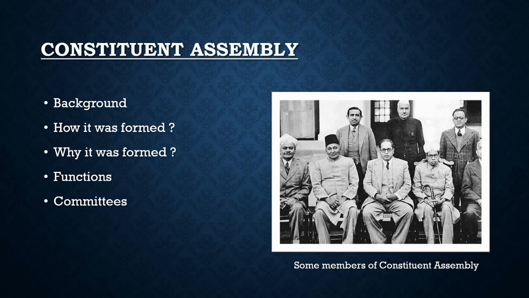The Constituent Assembly appointed 8 major committees. First one was the Constitution Making Union Process Committee. Second one was the Union Constitution Committee. Third one was the Provincial Constitution Committee. Fourth one was the Drafting Committee. Fifth one was the Advisory Committee on Fundamental Rights and Minorities. And sixth one was the Rules of Procedure Committee. Seventh one was the States Committee. And the last, eighth one was the Jawaharlal Nehru Steering Committee.